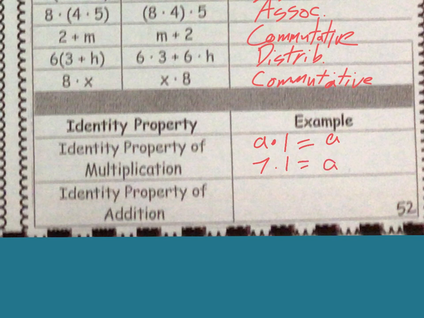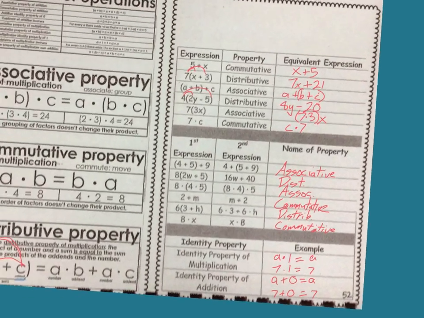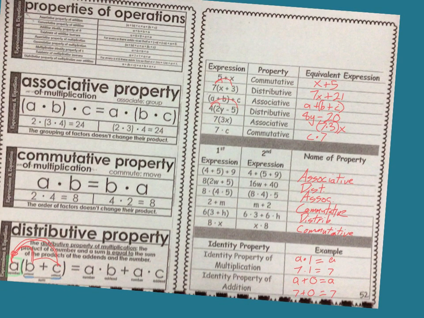Okay, so anything times 1 equals, oh, not A, I'm sorry, I made a mistake. There we go, 7. The identity property of addition is A plus 0 equals A, or 7 plus 0 equals 7. So anything plus 0 equals itself. Hopefully those notes can help you to be successful on your assignment here in just a minute.